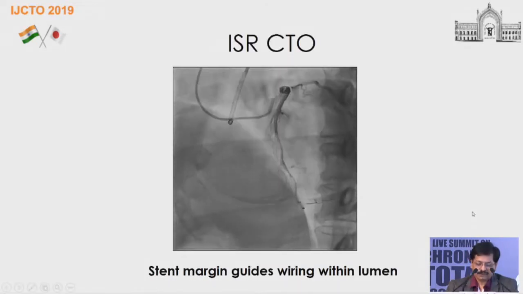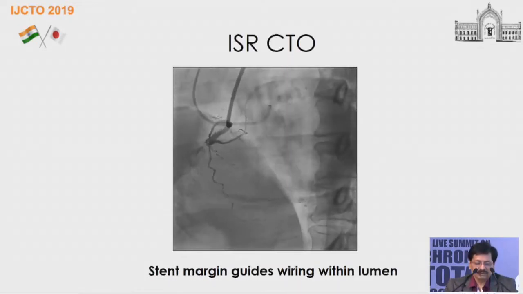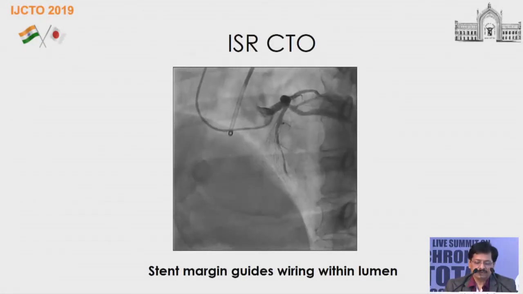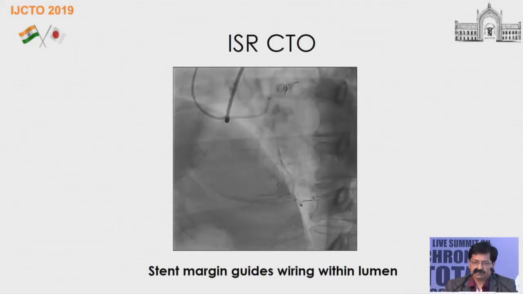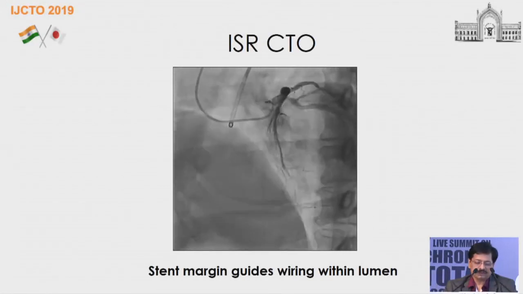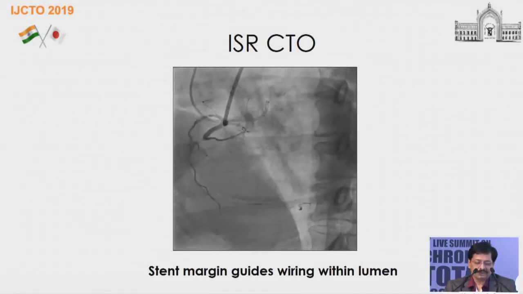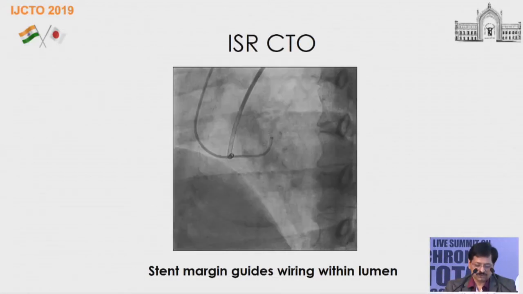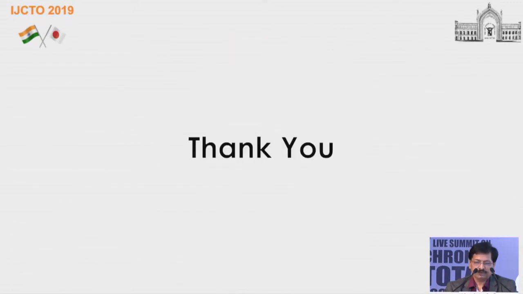Lastly is the ISR CTO. One advantage of the ISR CTO is that the stent margins always give you some idea. So see the rotational angio, see that the wire is in the middle of the lumen of the stent and not crossing subintimally. It should not go under the struts, and that is one advantage in ISR CTO. So stent margins guide wiring within the lumen. Thank you.